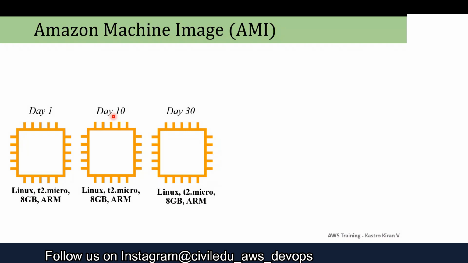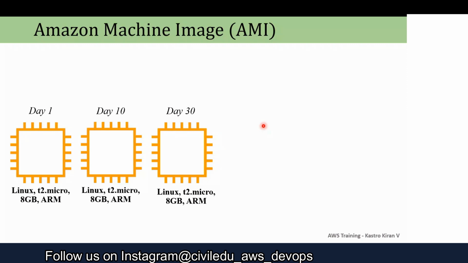So the requirement might change. Whenever the requirement changes, according to the requirement, that many instances have to be created. But here the problem is, let's say this work here I have given as day 1, day 10, day 30. Now let us assume it's day 1, day 2, day 3, day 4, day 5. Likewise, every day it is happening.